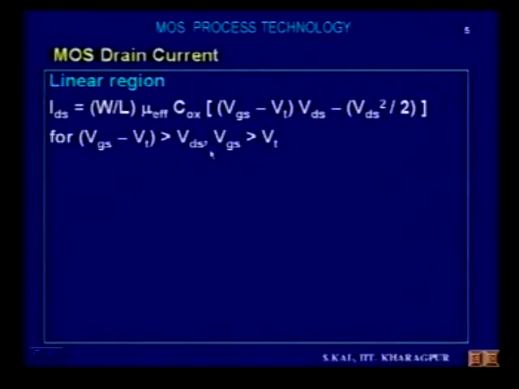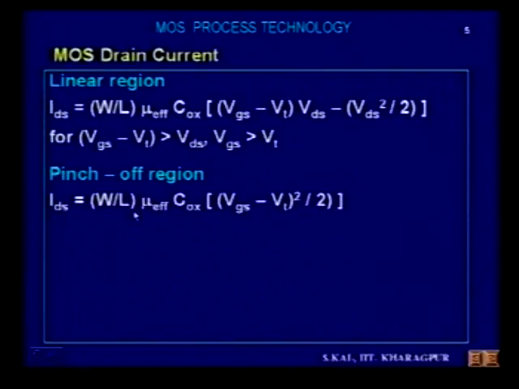The linear region is defined by this, we know, and there the current is given by this. VDS is the drain to source voltage, VGS is the gate to source voltage, and Vt is the threshold voltage. Now the pinch off region. In the pinch off region, the drain to source current is given by W by L, mu effective, this is the effective mobility, Cox is the oxide capacitance, and VGS minus Vt square by 2. This is the drain current expression in the pinch off region. And the pinch off region is defined by this: VGS is greater than Vt and VDS is greater than VGS minus Vt.